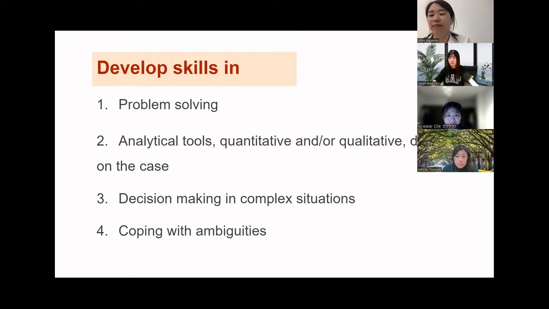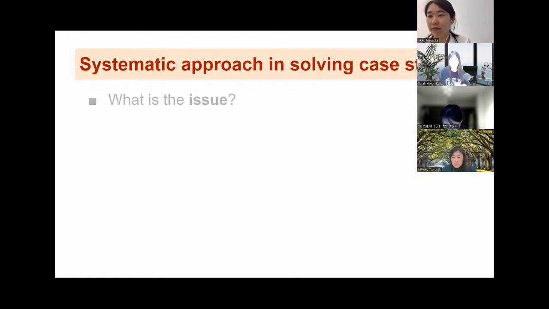So it's very precise, very concise, not very elaborate. So in solving a case study, you must always ask yourself, when you read the case study, what is the issue? What is the storyline?